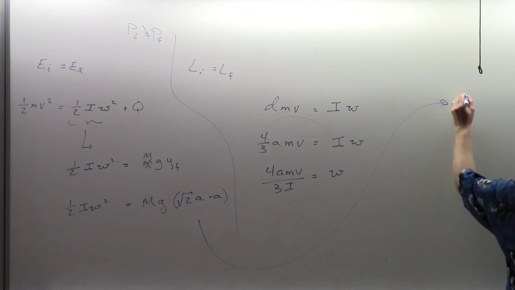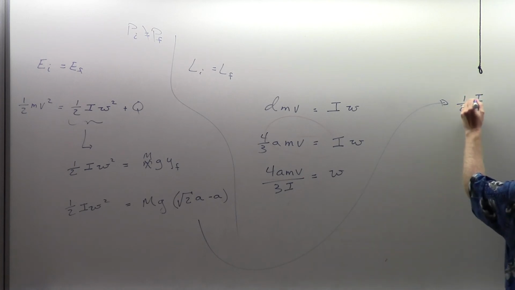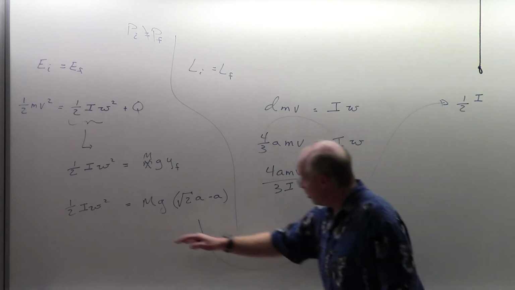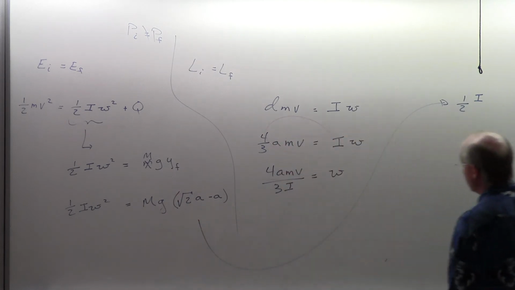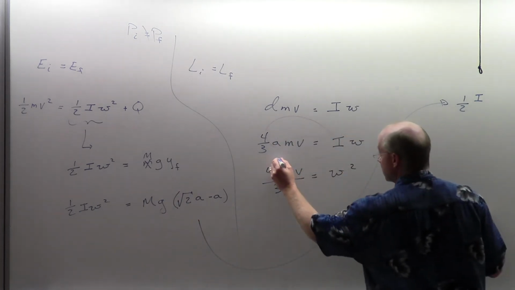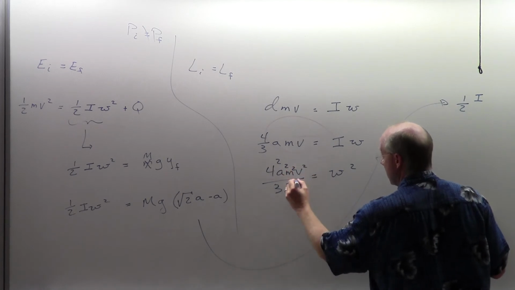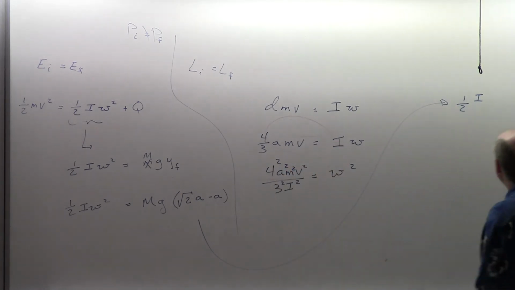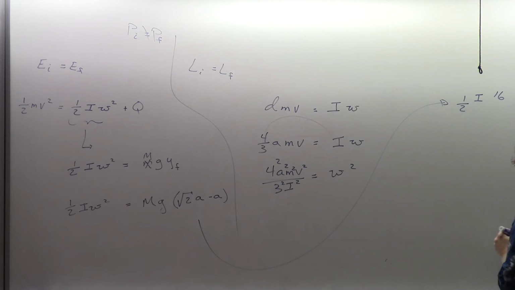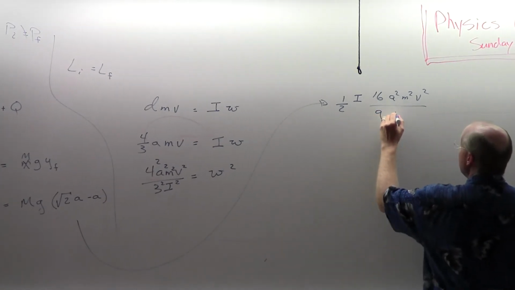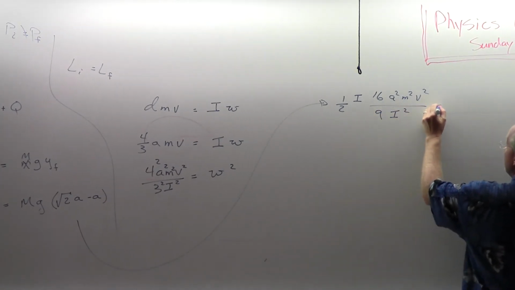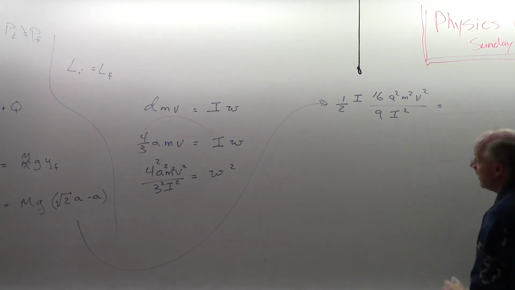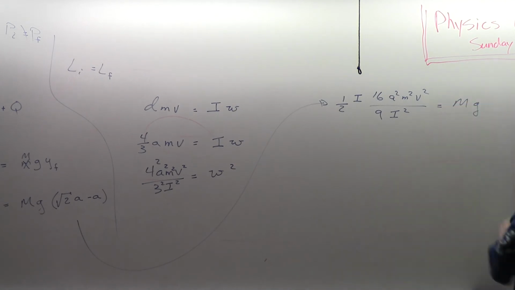I will take that and put it over to here. And so 1/2 I, and then I will go omega squared. So I need to square everything. Square, square, square, square, square, square, square. All right. So this is a 16 for the 4 squared. This is an A squared. This is an M squared. This is a V squared. This is then a 9, and then I squared equals mg. And if you don't mind, I'll factor out the A.